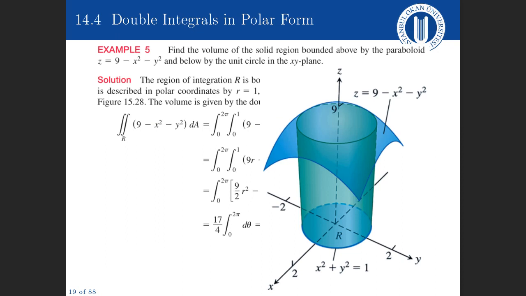Let's take another example from the book. Find the volume of the solid region bounded above by the paraboloid z is equal to 9 minus x squared minus y squared, and below by the unit circle in the xy plane. Here's a picture. We have this, it's almost a cylinder. It's not quite a cylinder because the top is rounded like this.